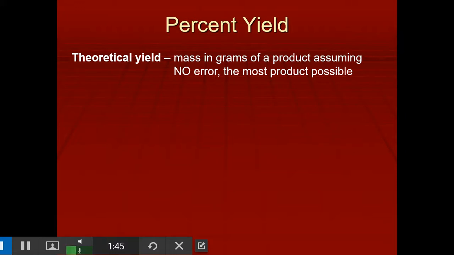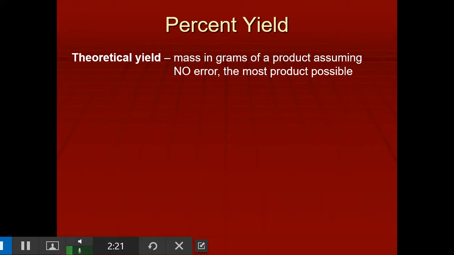Now, theoretical yield, the word theoretical, if you think about how you use that in your everyday language, where you might say, well, theoretically we could do this, meaning if everything was perfect, we could do this. Theoretical yield is the amount of product that you get when you run a reaction, assuming that everything ran perfectly, that there was no error. It's the most product you could possibly get.